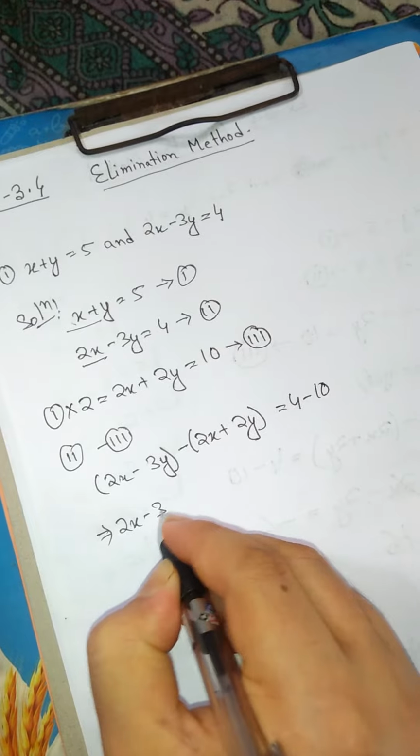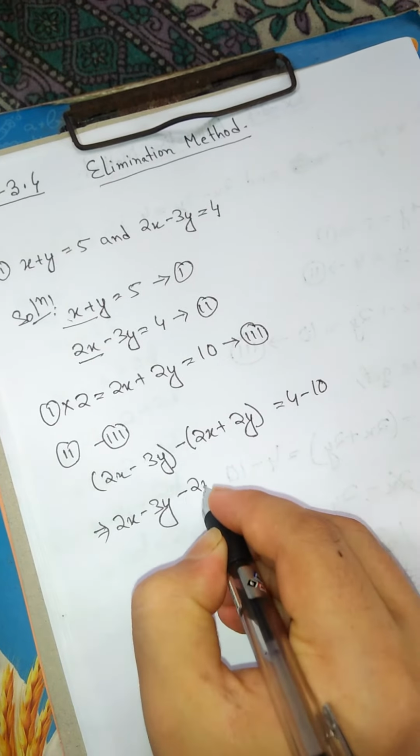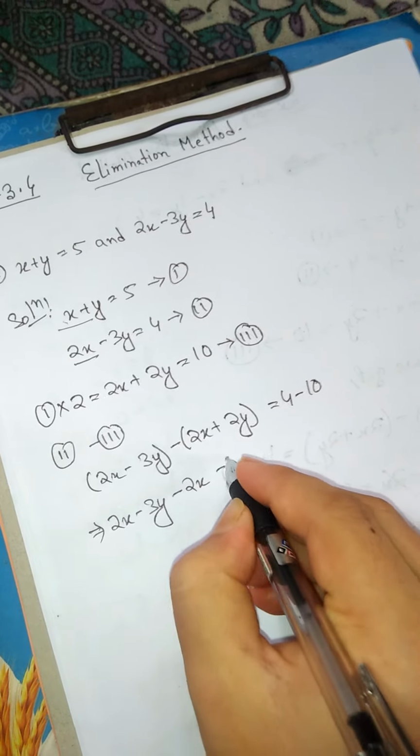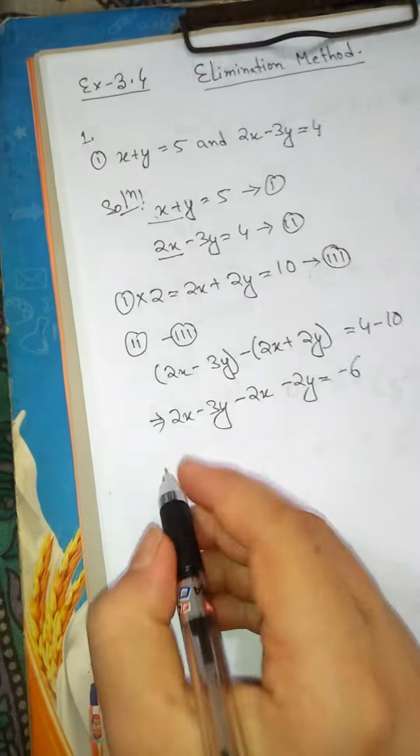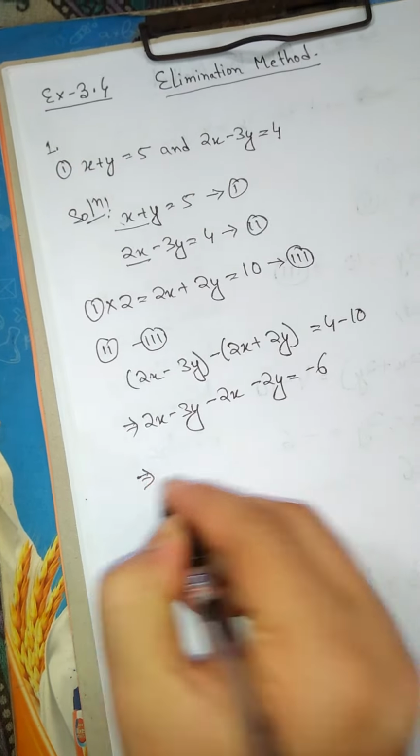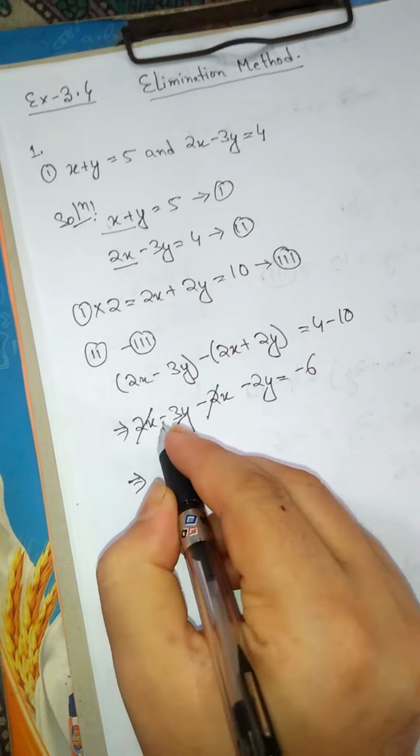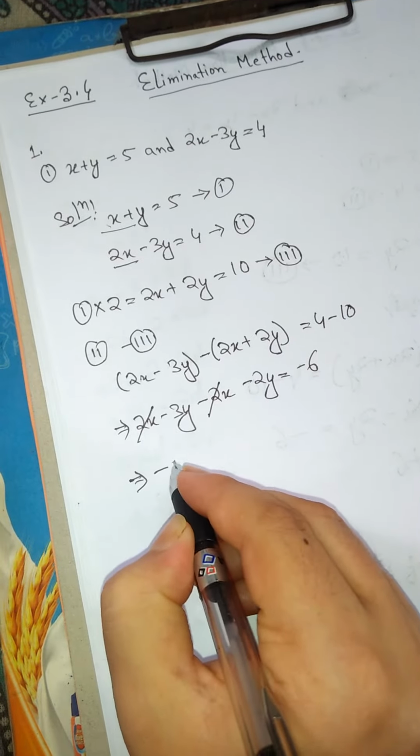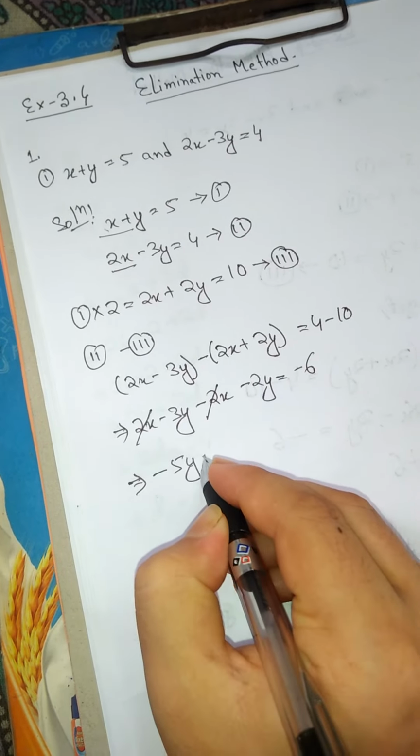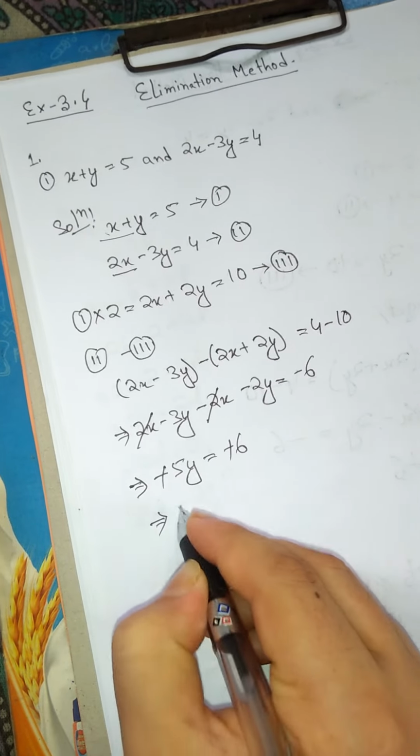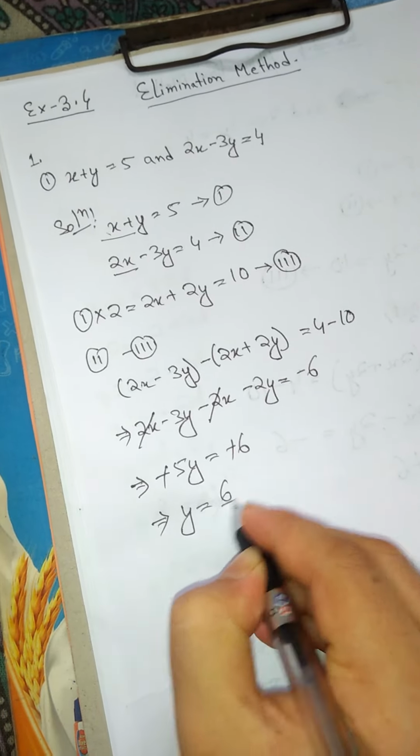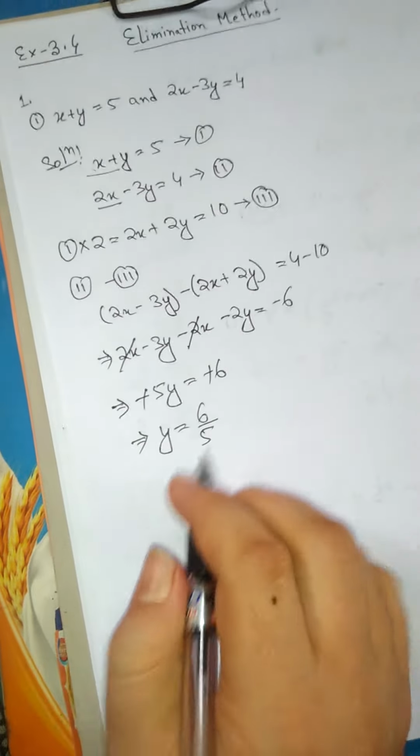2x minus 3y minus 2x minus 2y equal to minus 6. Okay, again 2x and 2x cancel, minus and minus will be minus, the numbers will be added, 5y equal to minus 6, minus minus cancel, y equal to 6 by 5.